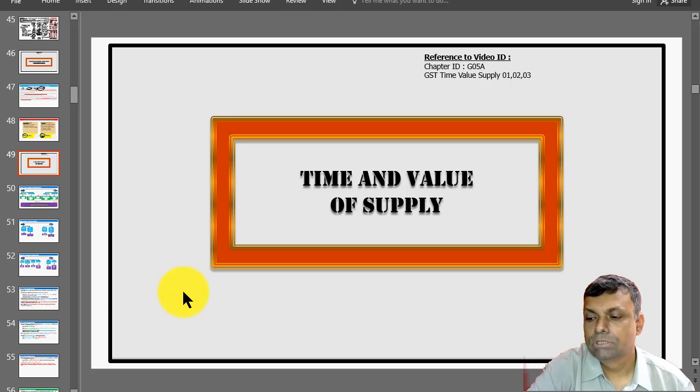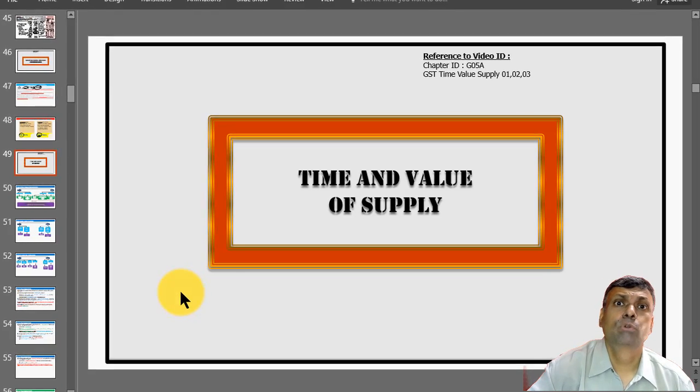Now friends, let me clarify with respect to the time and value of supply. Friends, the time of supply is a very simple topic of discussion. For example, you are supplying some goods or services. What is the time of supply? Now, the question is, in which month will you have to pay the GST?